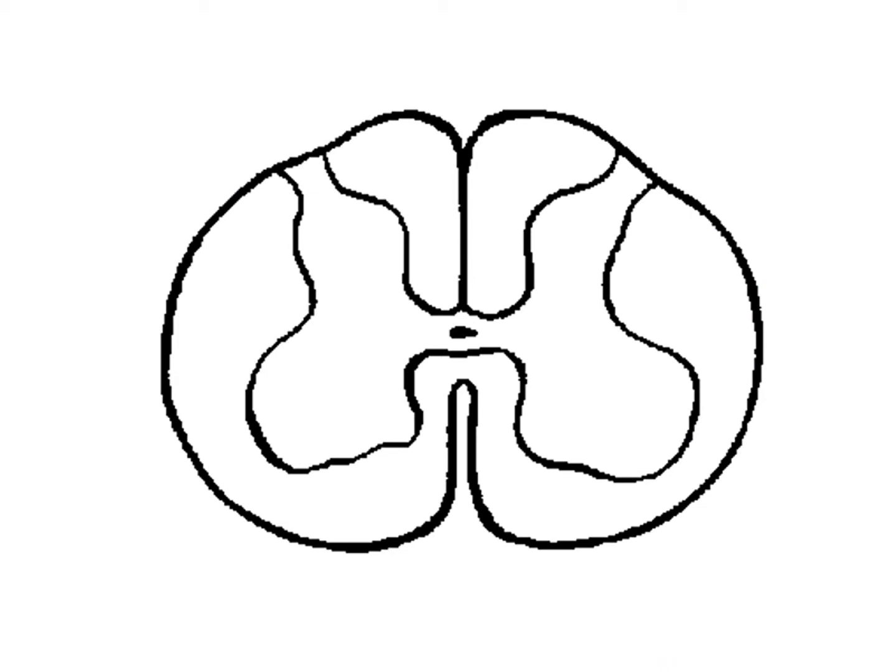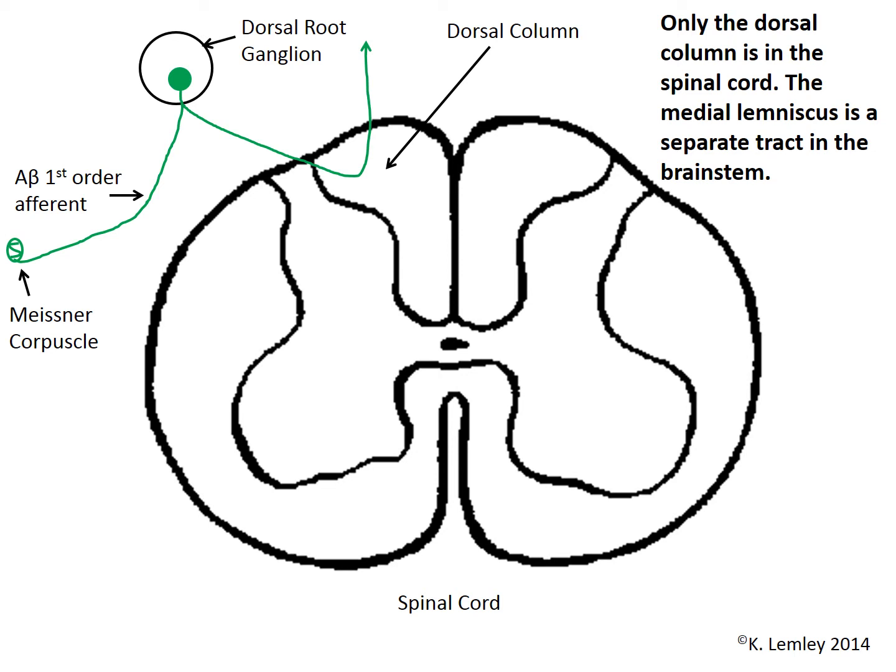Now let's go ahead and draw in the discriminative touch pathway. Here we have our first order afferent. I chose Meissner's corpuscle. You could select any of the discriminative touch receptors. We have our A beta first order afferent, cell body situated in the dorsal root ganglion.